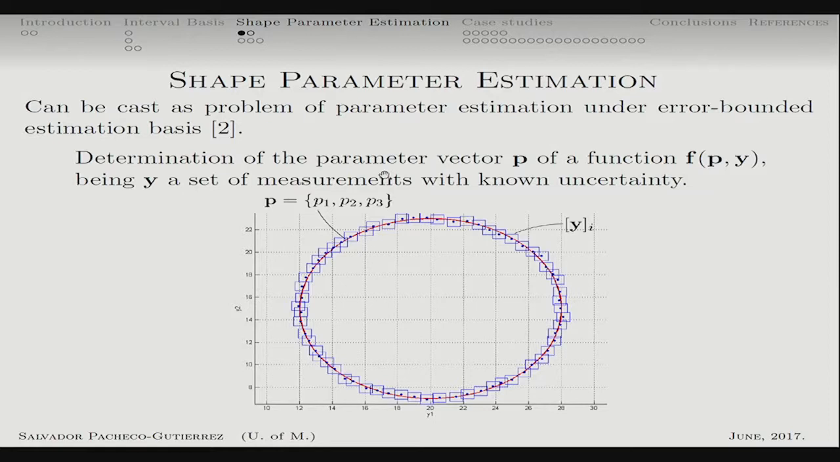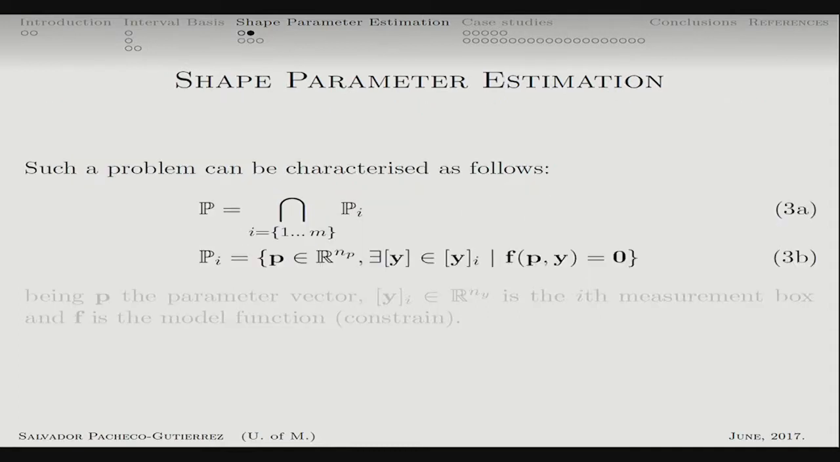So basically, we want to determine the parameter vector that defines the circle that is determined by the measurements gathered by any sensor. It can be an image, it can be a photograph. Of course, we know that those measurements have a noise bounded by some upper and lower boundaries. So this problem can be characterized in this manner, which represents the parameter vectors, the intersection of all the parameter vectors that comply with the constraint of the function we are trying to fit.